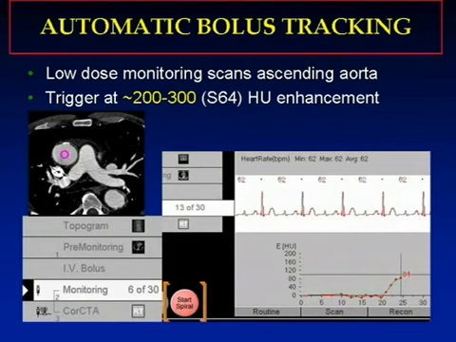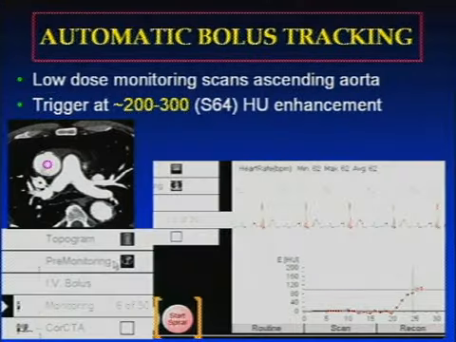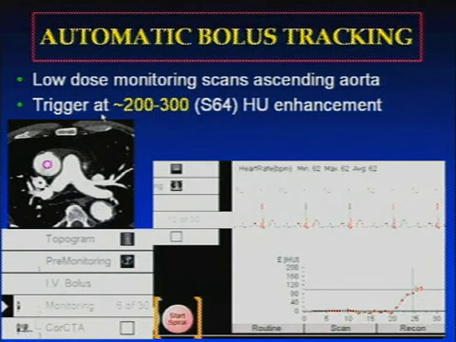What we prefer at NYU is the automatic bolus tracking technique, where you do a series of low-dose monitoring scans in the ascending aorta. You watch the enhancement of the ascending aorta, and you pre-program when the scanner initiation will be. So you tell the scanner to trigger at a certain threshold, and once the enhancement curve reaches that threshold, the scan initiation triggers. Now, why do we like this method better?